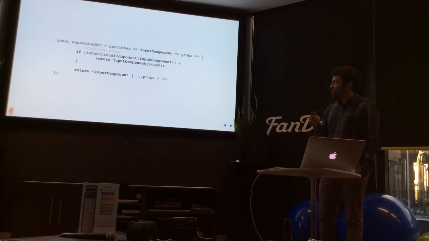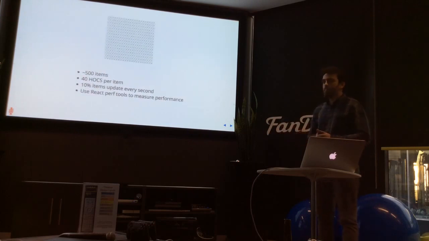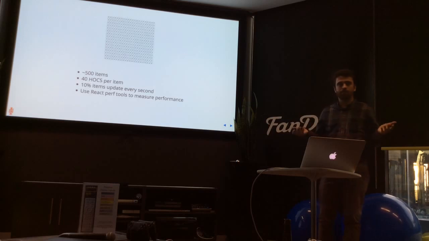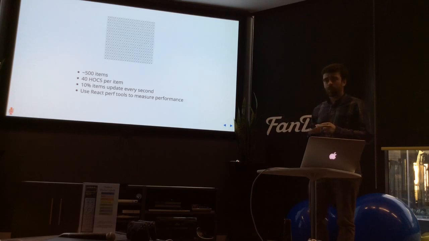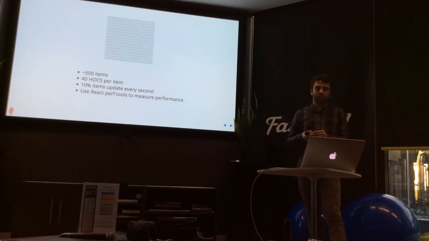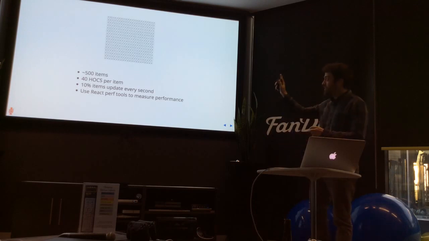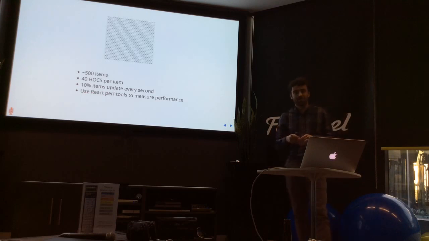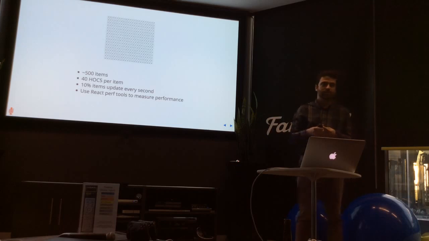And then what's the result? So I made a little experiment. I made a website, which is a 500 element table. 10% of them update every second. I thought it was a good model for a website because in a website, normally not everything updates. And then each of the elements has 40 hooks on them. And I'm using React performance tools to measure how performant it is. This will tell you the render time and the wasted render time. The wasted render time is when you render something, but actually the DOM didn't change.